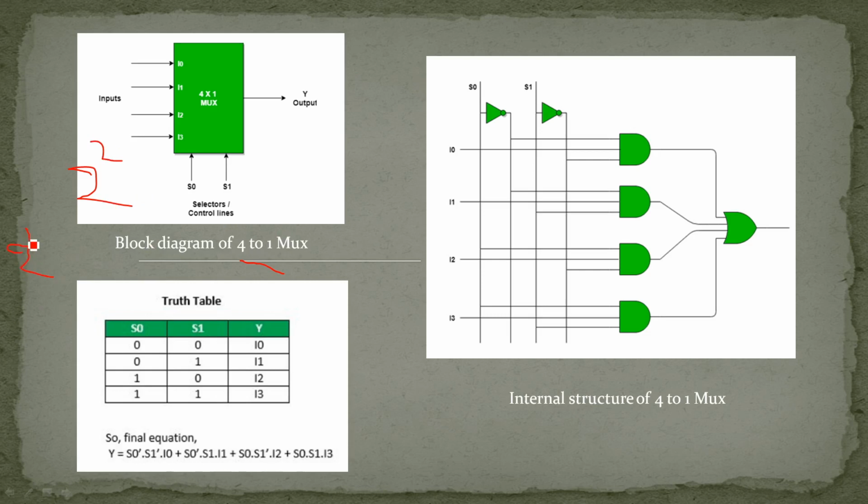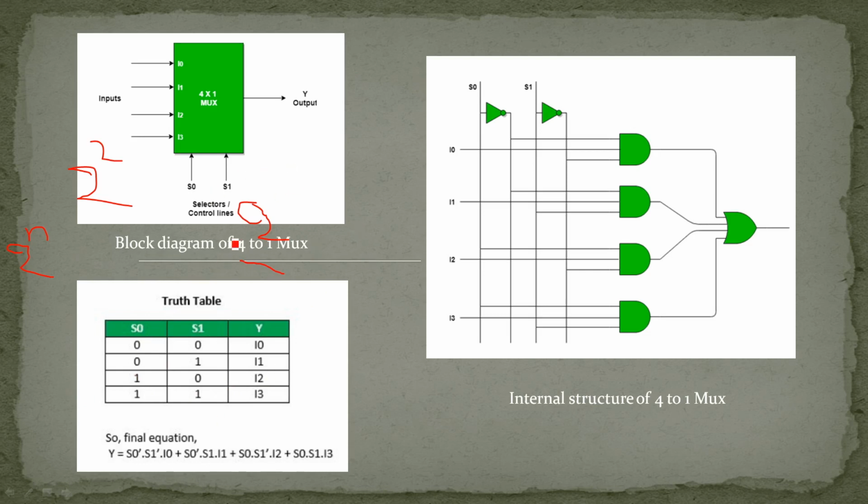So what is n here? It is 2, so it requires 2 select lines. These 2 select lines can be arranged in 4 combinations: 0 0, 0 1, 1 0, 1 1.